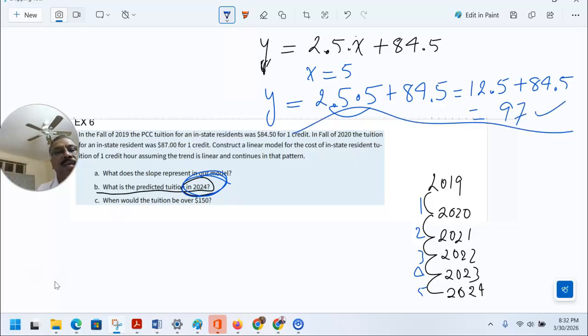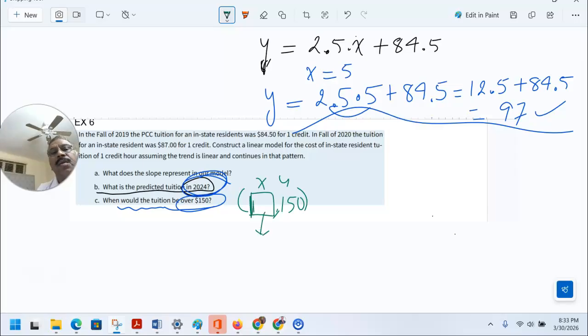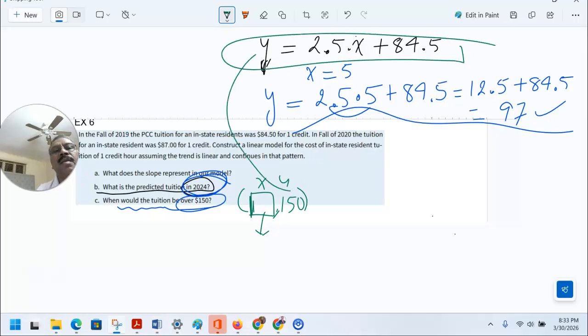And then there's the additional question of when would the tuition be 150? So this is like undoing, like they gave you the output. So y is given. What does this basically mean? You are being given that 150 is the tuition fee. So we want to know when is this x? What you do is you plug it in, and this is the main equation. You plug in y here, so it becomes 150 equals 2.5 x, where x is what we need to figure out, plus 84.5.